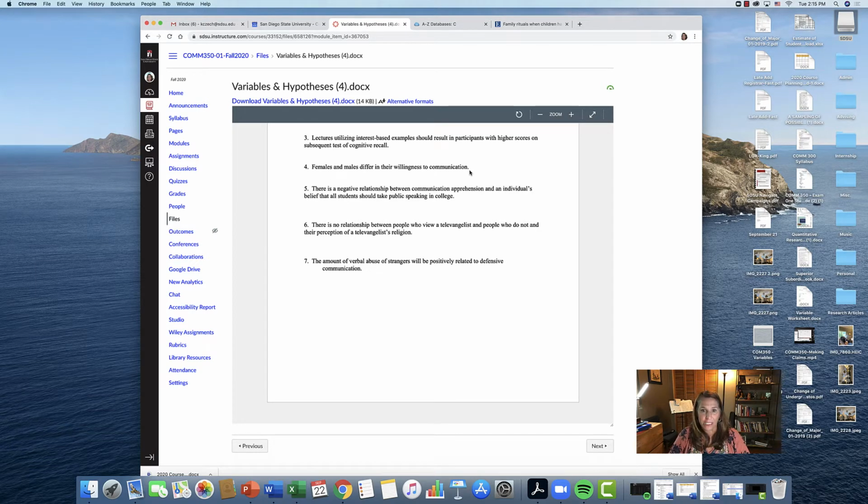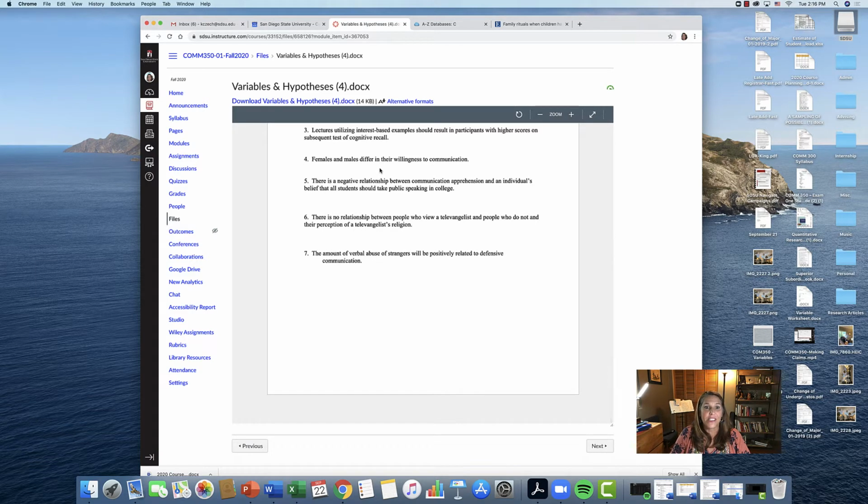I have a period here, so I've narrowed this down to it must be some type of hypothesis. Do I see any word in here that is specifying a specific direction? I do not. It just says that they will differ, or that males and females differ. It's not saying there's no relationship. It's saying that they differ, but we don't know which way. When we don't know which way the prediction is, it's a two-tailed hypothesis. So this is a two-tailed hypothesis.